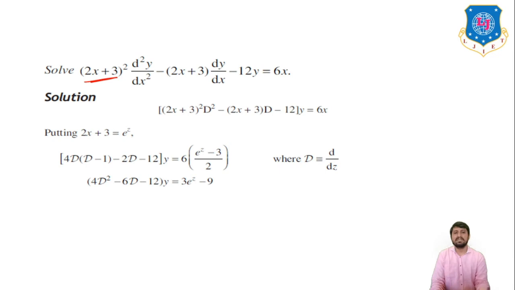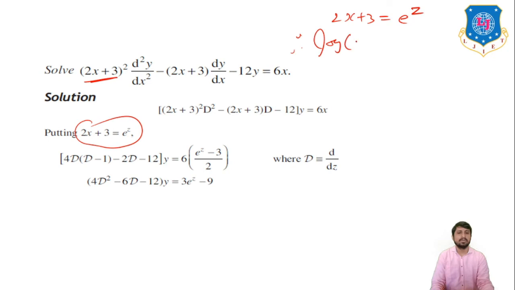So here, what happened? We have to take 2x plus 3 equal to e raised to z. When we take 2x plus 3 equal to e raised to z and take log on both sides, log(2x plus 3) is equal to z.